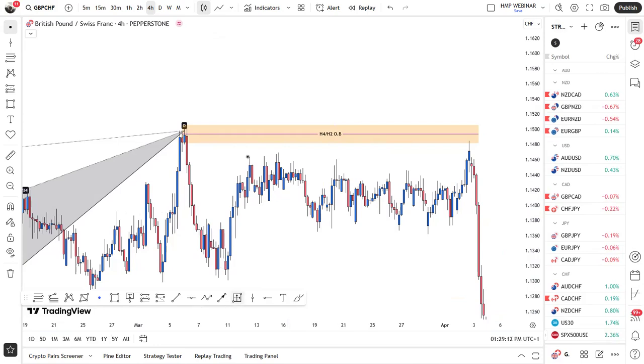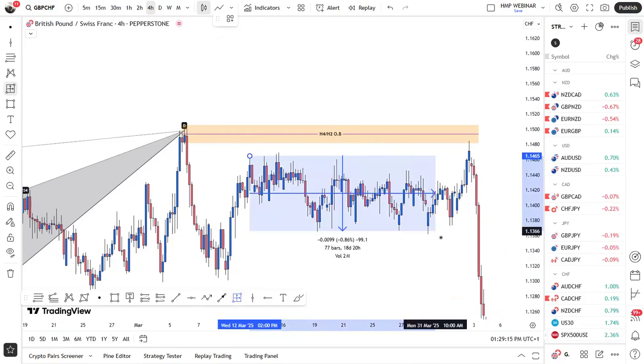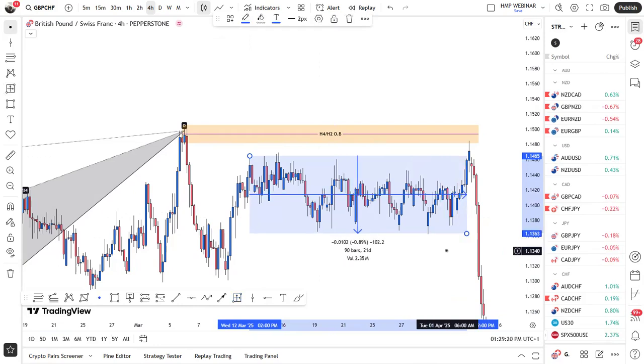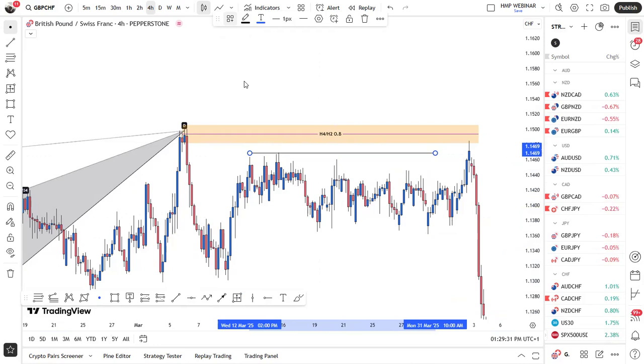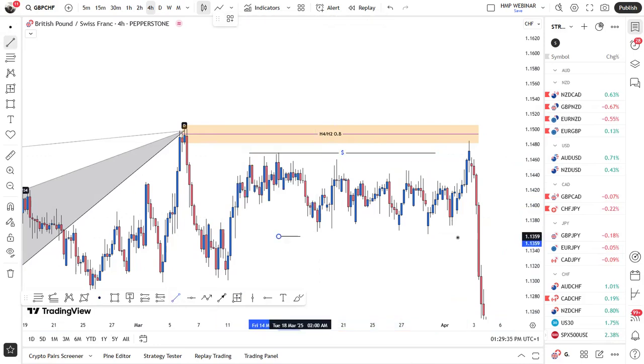Let me check. It took about 19 days, 21 days, almost 1 month, guy. It took almost 1 month. I was waiting, guy. But see what price did. Price created this liquidity up, and then created this liquidity below.